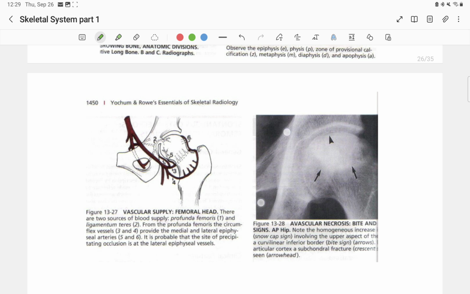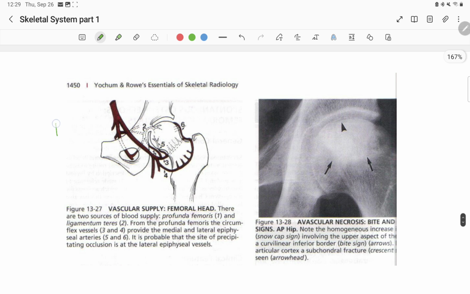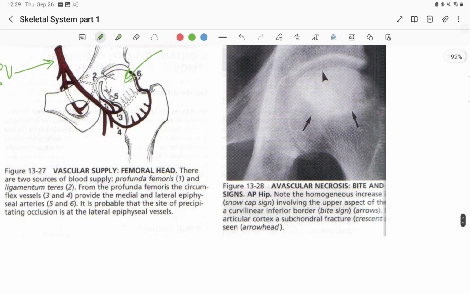So the blood supply, so you can see the blood vessels that are supplying the femur head. If the blood supply to the femur head gets cut off, then the bone is going to die. I mean, that kind of makes sense, right? If there's no more blood supply to tissue, then tissue can die. So in this case, the bone is dying. And that is called avascular necrosis.